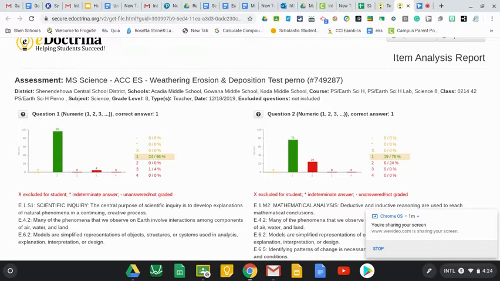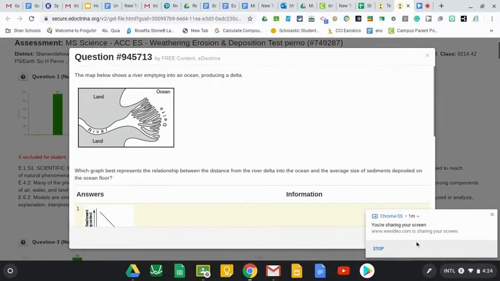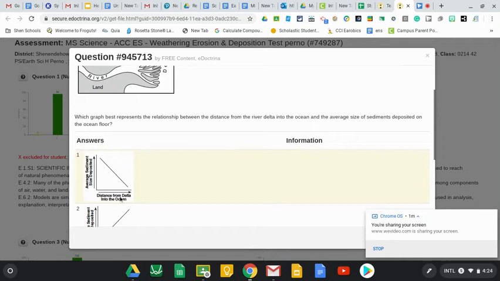All right, so we're going to start with question 2. Question 2, when the river empties into the ocean, it forms a delta. So as you get further away from the delta, particles are going to get smaller. So as distance from the delta increases, particle size would decrease, showing you an indirect relationship.